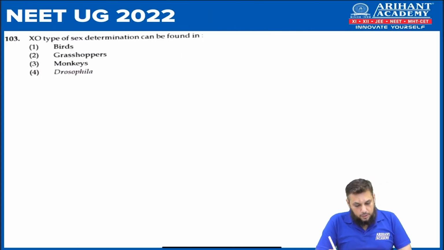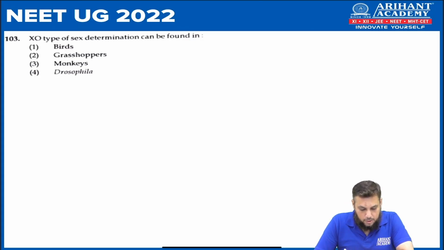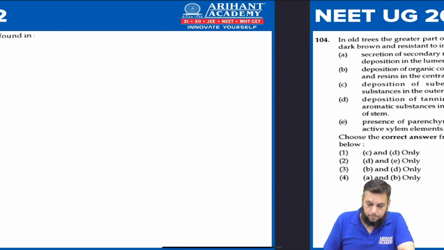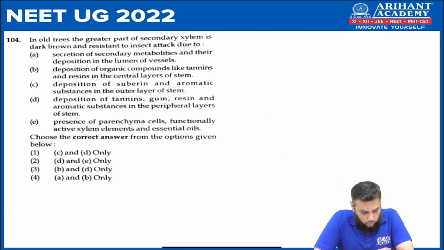The next question: heterogametic type of sex determination can be found in. It can be found in birds, grasshoppers, monkeys, and Drosophila. It's a line from the NCERT text exactly, and the answer for 103 will be grasshopper. Next, 104.